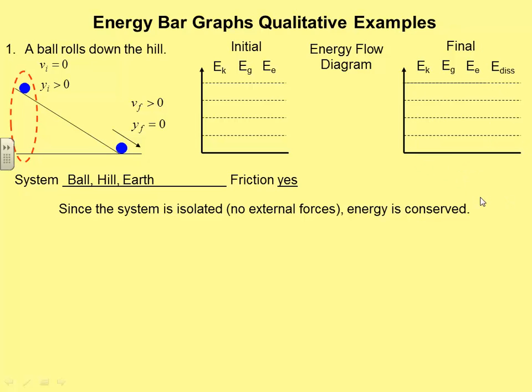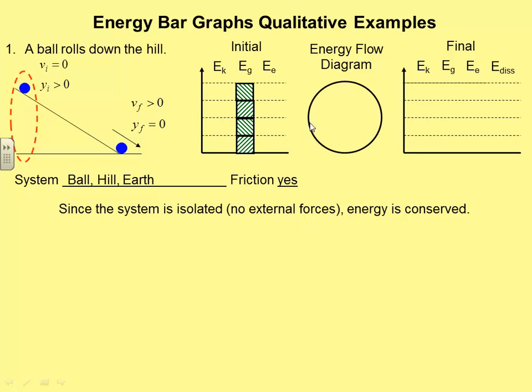Now we're going to get a little more numerical here. We're going to actually count boxes, as you're going to see. So let's start out with our initial energy bar graph. Initially, there is no EK, because it starts from rest. There is EG, because it's above 0. I'm going to say it has 4 boxes of EG. Now, again, how much is that really? I don't know. We're just going to call it 4 boxes. All right, so a little more numerical, but still not actually calculating things. And there's no elastic potential energy, because after all, there are no springs or rubber bands or other things.